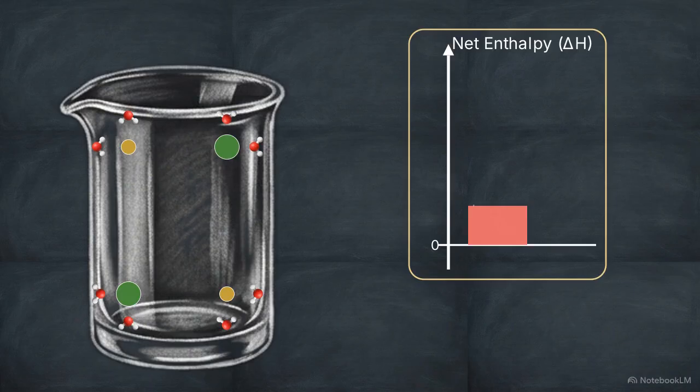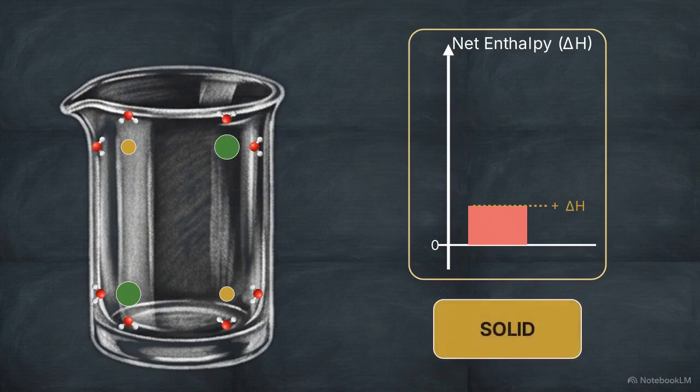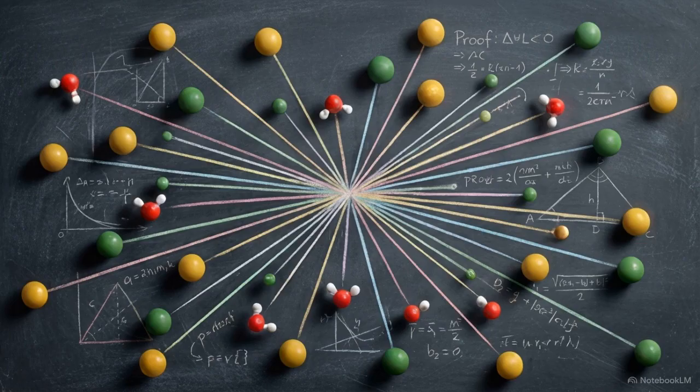This bar chart tracks the net energy transfer. For table salt, the energy required to break the bonds is greater than the energy released by forming the new ones. The net enthalpy change is slightly positive. Based strictly on the flow of heat, the salt should remain solid. The dissolution proceeds anyway because it is driven by a different physical property, entropy.